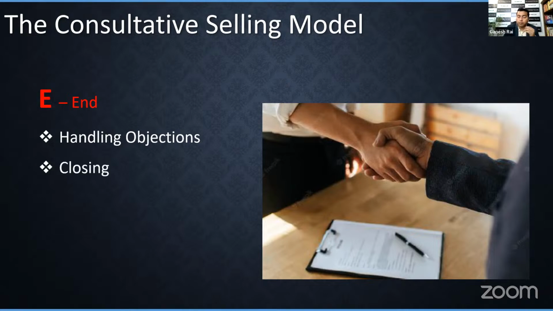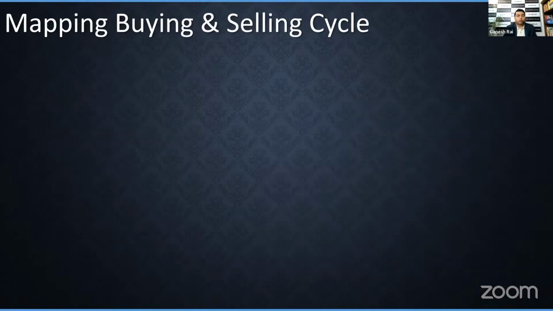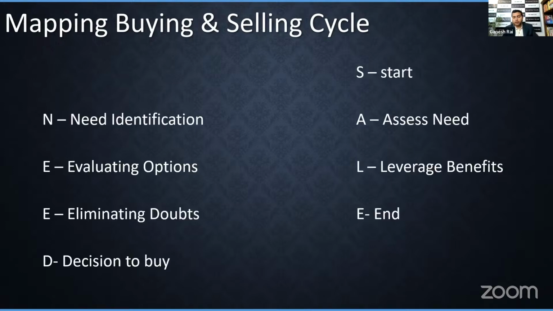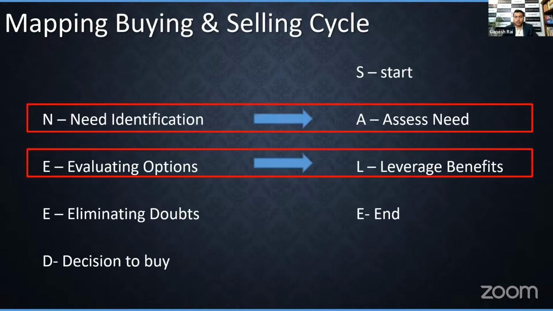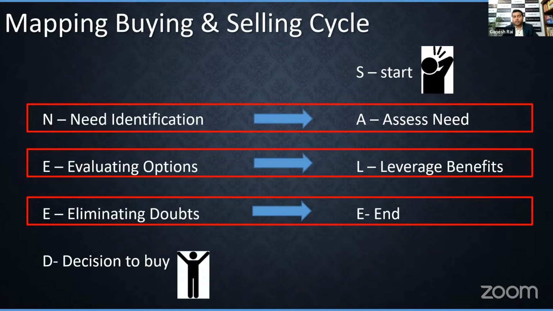And when you appropriately handle them, closing is automatically going to happen. So closing is nothing but handling objections in the appropriate way. Okay, so this will be the mapping. If you understand this very well, you can easily relate this start to end process.